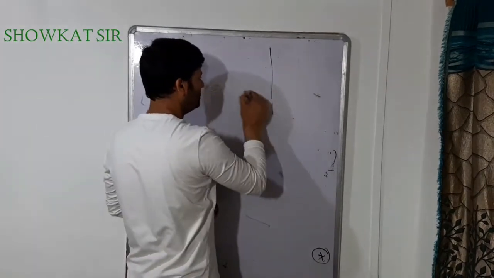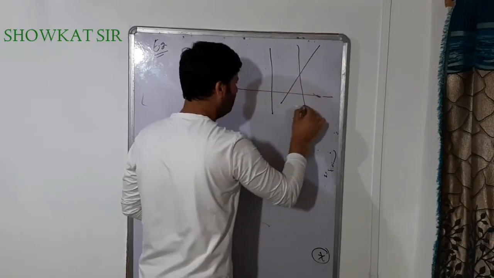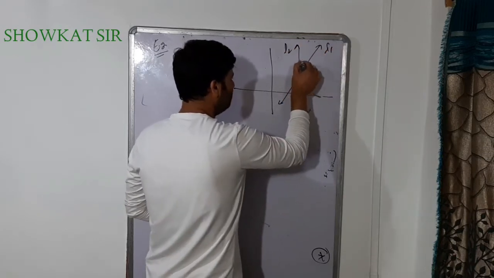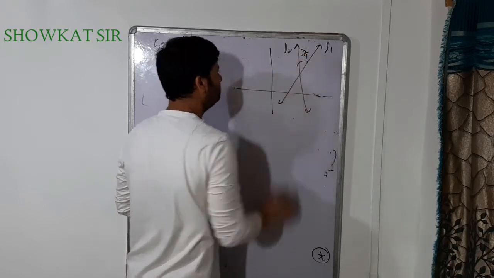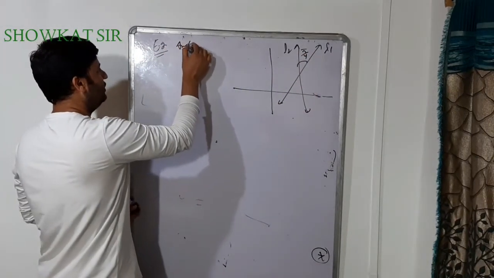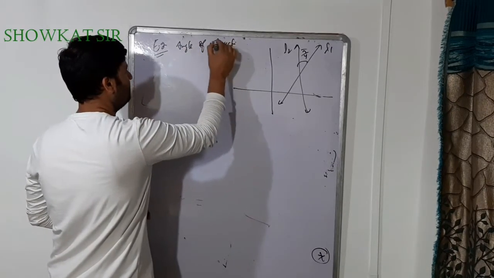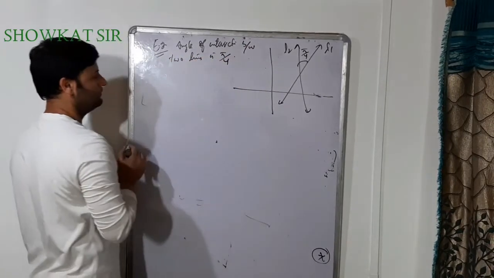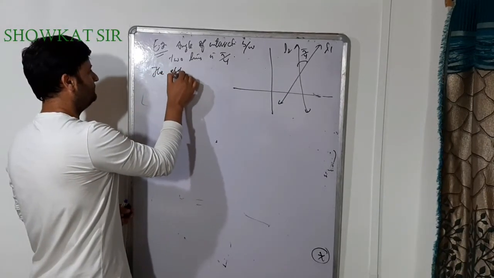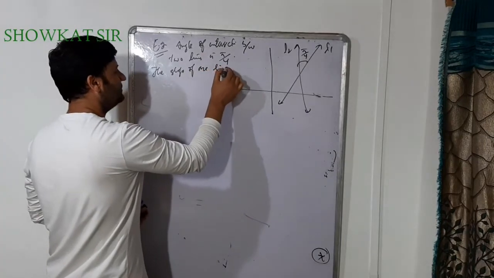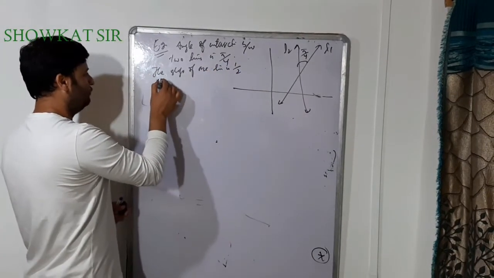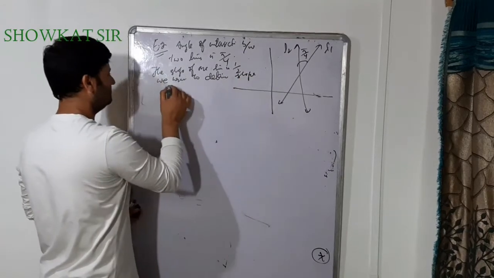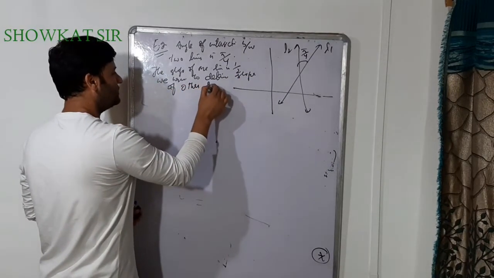If the angle of intersection between two non-vertical lines is pi by 4, and the slope of one line is 1 by 2, we have to determine the slope of the other line. हमें दूसरी लाइन का स्लोप निकालना है.